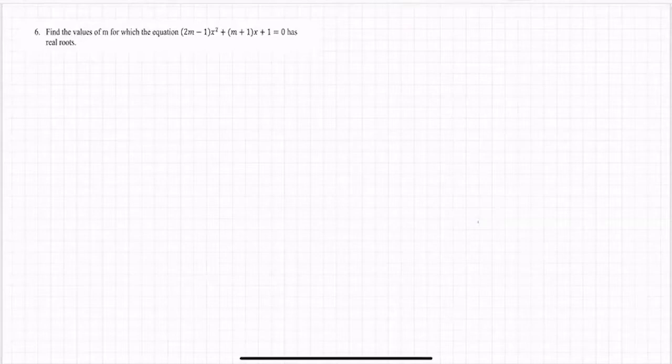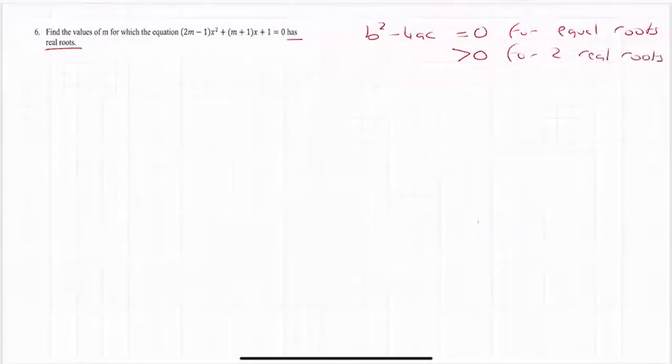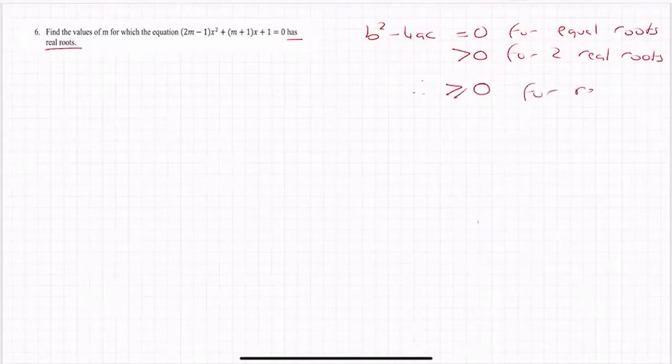Okay, so if it has real roots, then b squared minus 4ac is equal to 0 for equal roots. It is greater than 0 for two real roots. So therefore it's greater than or equal to 0 for any number of real roots. This is the one we're going to use to show that this equation has real roots.